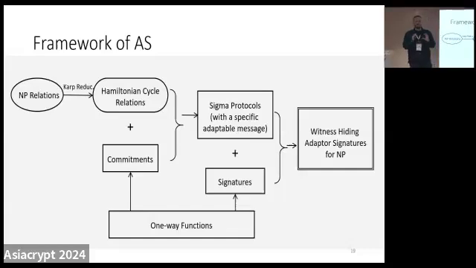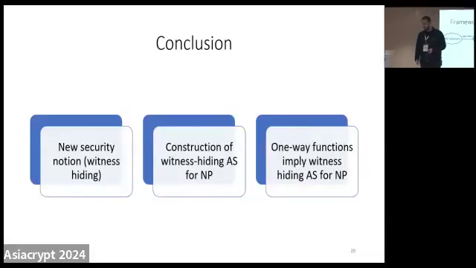So in a nutshell, our framework is the following. We start from NP relations, and with Karp reduction, we go to the Hamiltonian circle relations. Then one-way functions imply commitments, and with Hamiltonian circle relations and commitments, we get Sigma protocols with a specific adaptable message, which is formalized in the paper. It basically refers to this M0 dummy message. And with the signatures, since we use a normal signature scheme, we have witness hiding adapter signatures for NP.